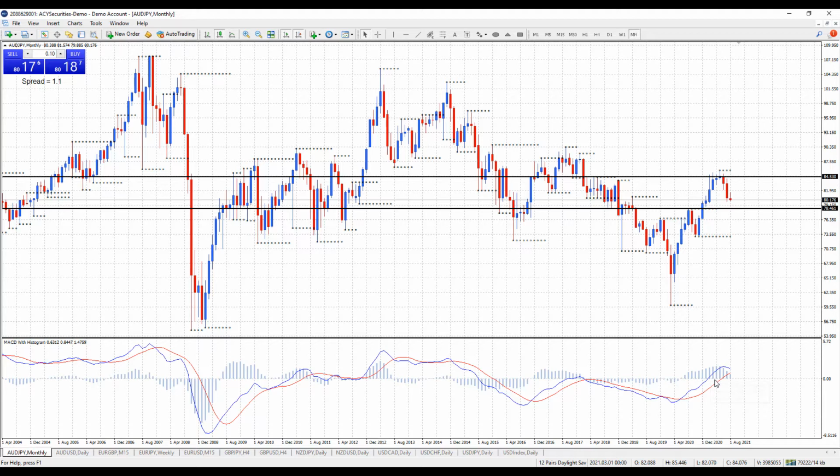Okay, and the MACD remains up. That's too slow to confirm any long-term change in trend. So the monthly picture is up, but we are having some months down.